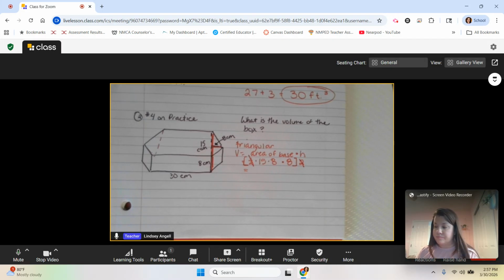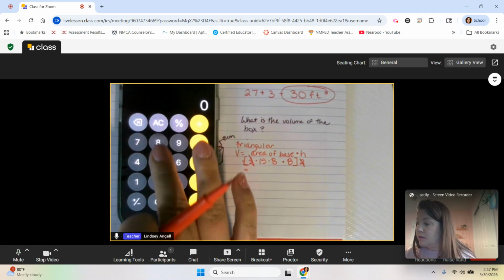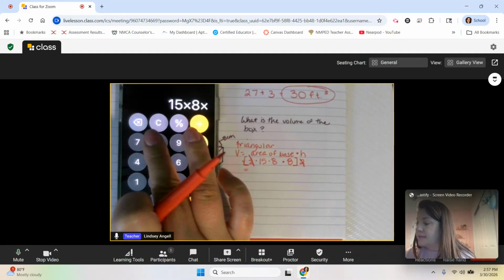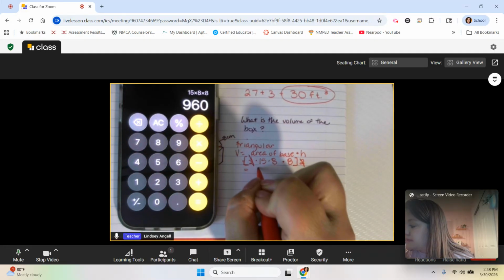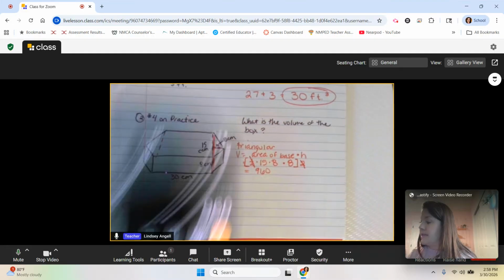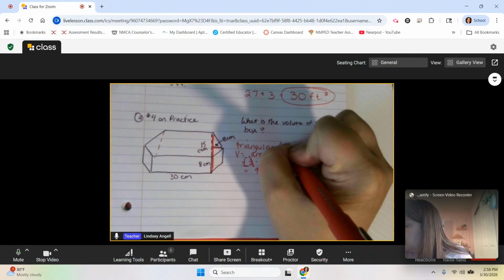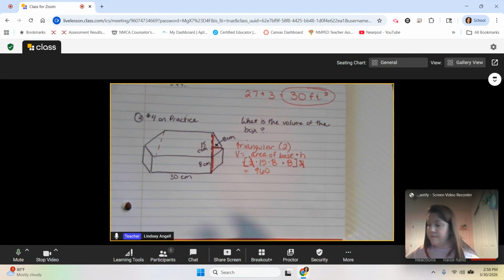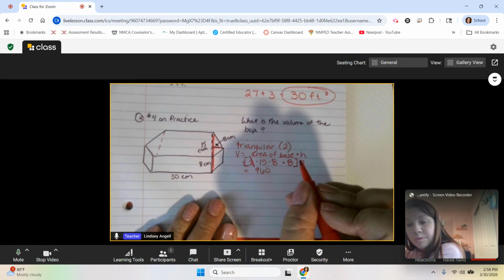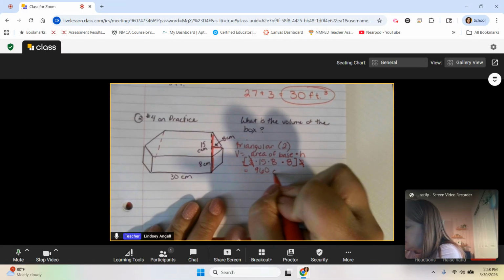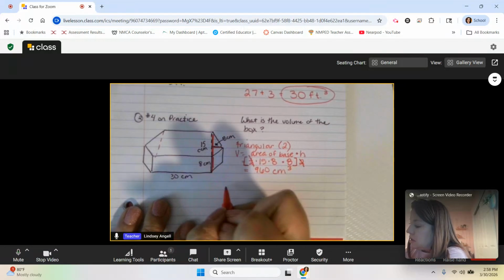Let's see. We've got 15 times 8 times 8, that gives us 960. Okay? And so I'll show that there's 2 of those. 960, it looks like we're dealing with centimeters, so this would be centimeters cubed.